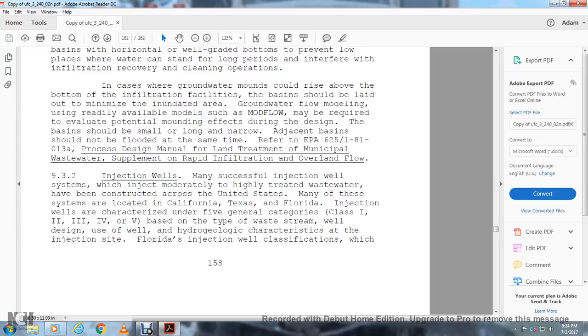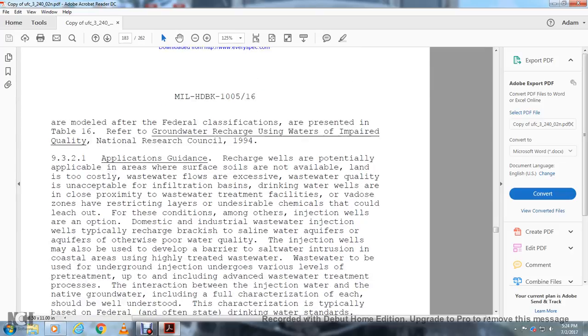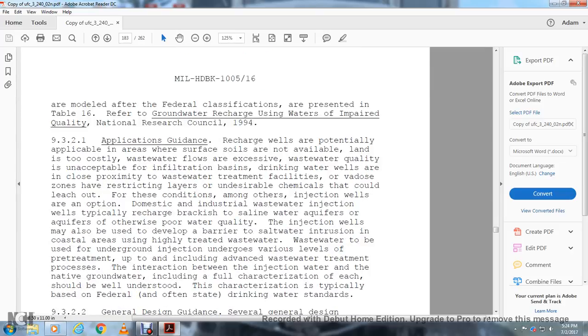These are based on the type of waste stream, well design, and hydrogeological characteristics at the injection site. Florida's injection well classification, which is modeled on the federal classification, is represented in Table 12. Refer to Groundwater Recharging Using Water of Impaired Quality, National Research Council, 1994.